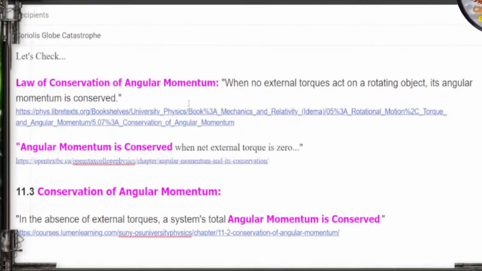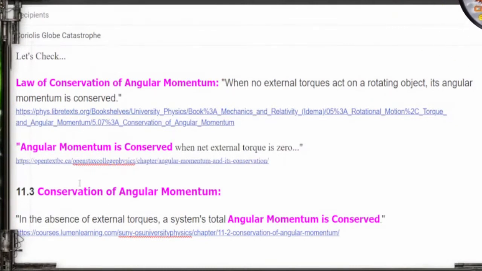Law of conservation of angular momentum. When no external torques act on a rotating object, its angular momentum is conserved. Pretty fair. Open text BC: angular momentum is conserved when net external torque is 0. Pretty much lines up with the top one. Good to go. No contradictions.